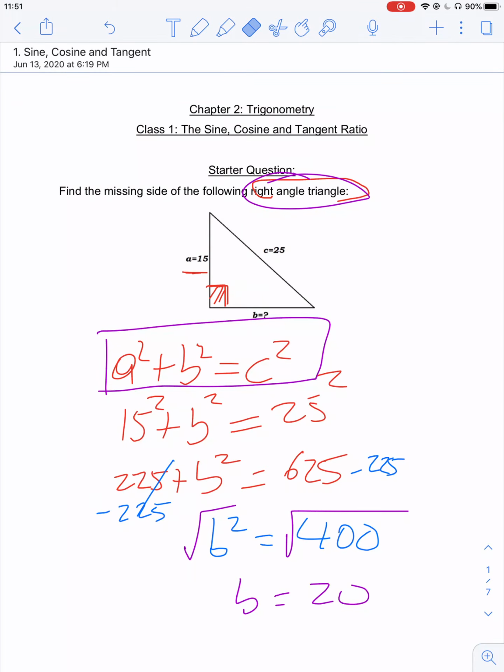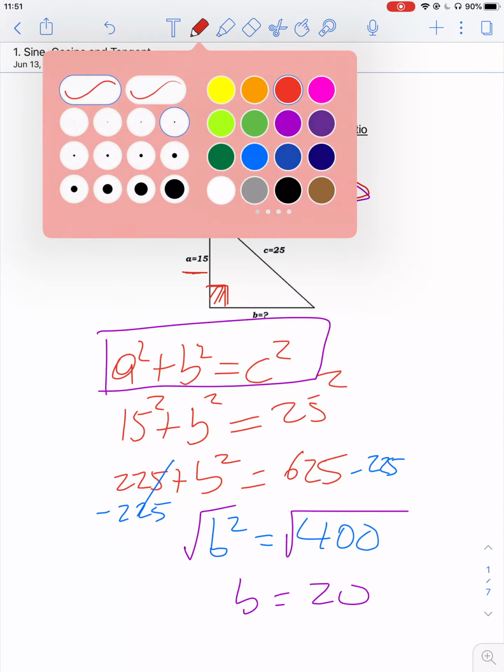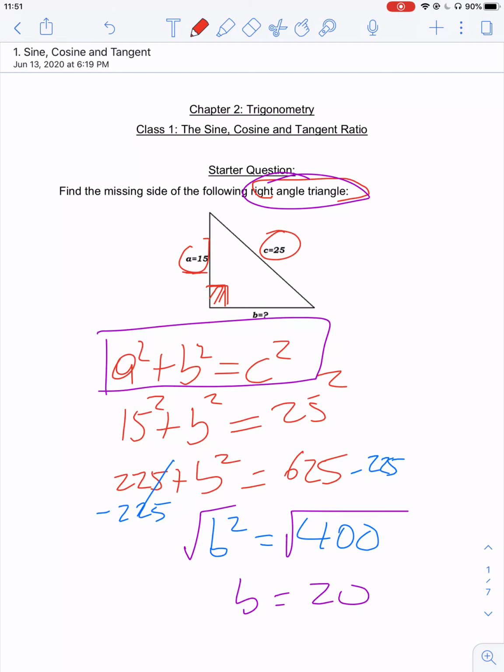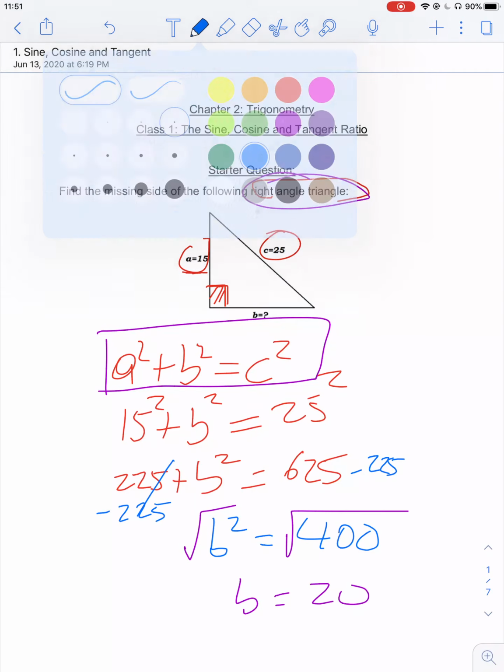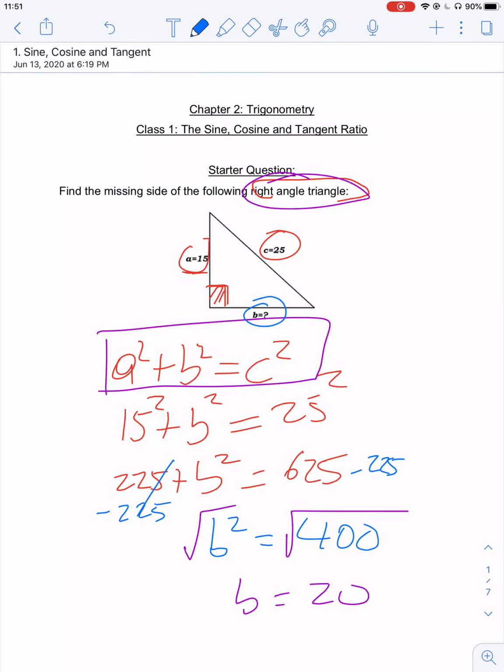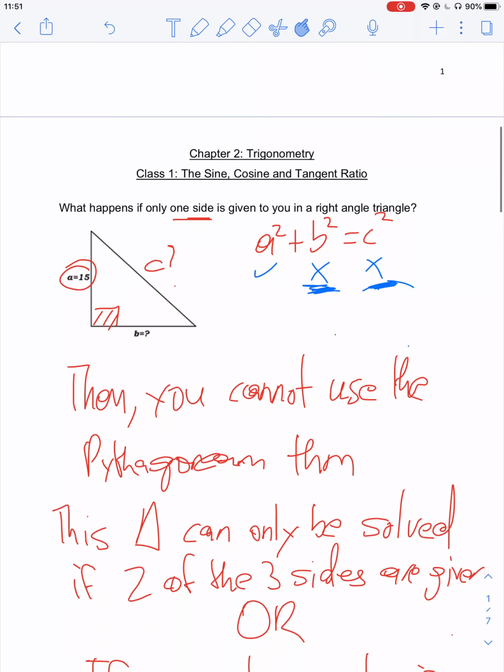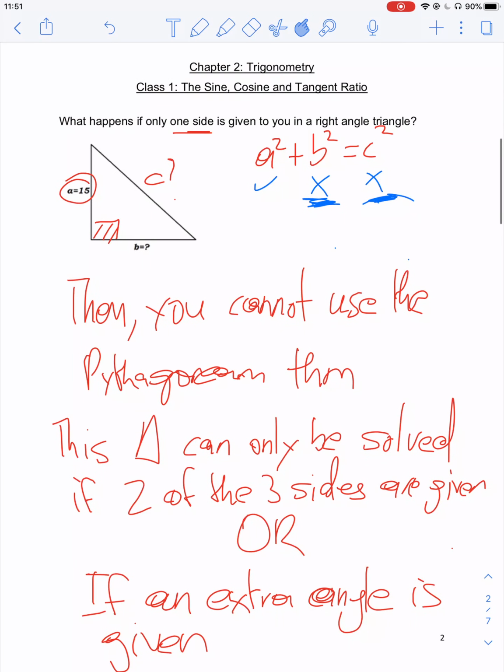So in this question, for example, A and C are given to you. If two of the three sides are given to you, then you can find the third one using the theorem. So only one side should be missing. You can only have one unknown for you to apply the formula. If only one side is given, then you cannot use the Pythagorean theorem.